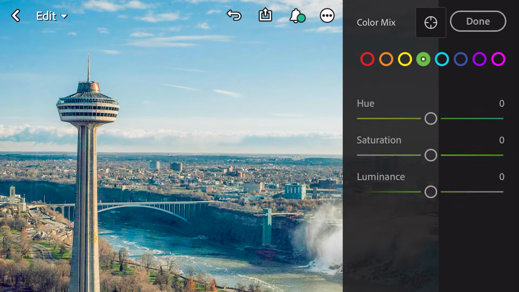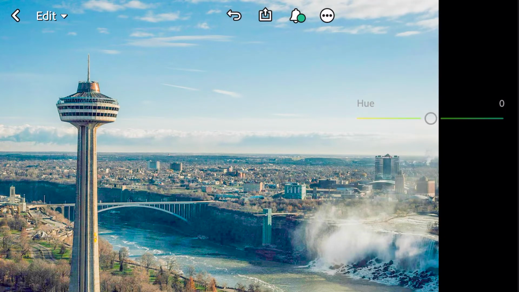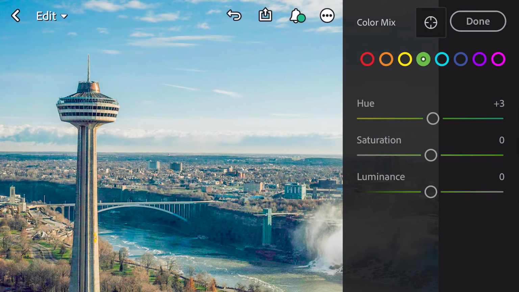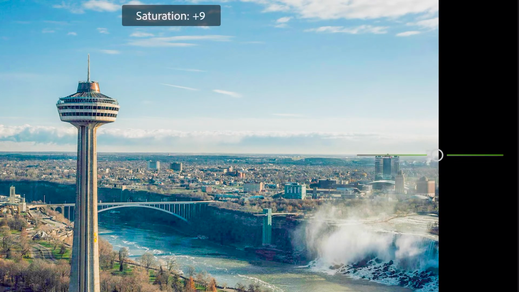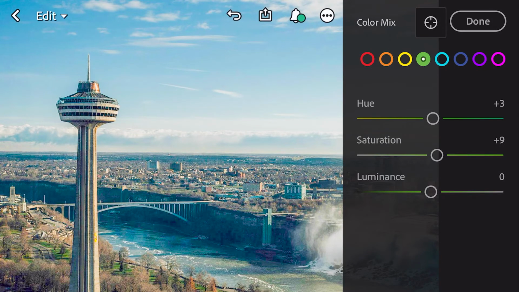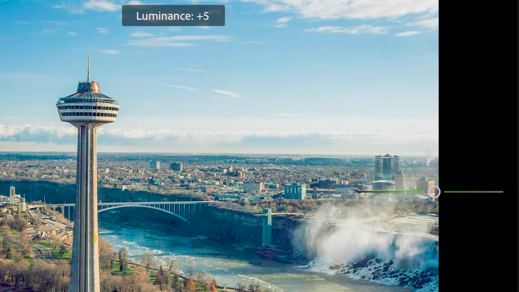Go to green. Hue plus 3. Saturation plus 9. Luminance plus 2.